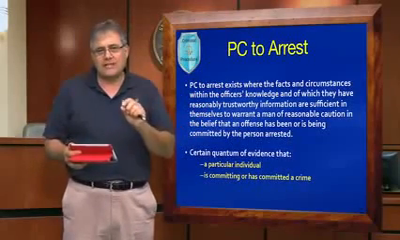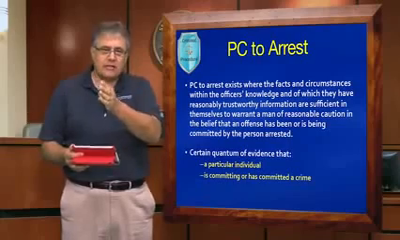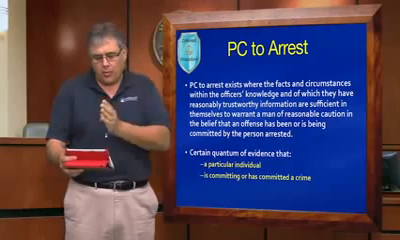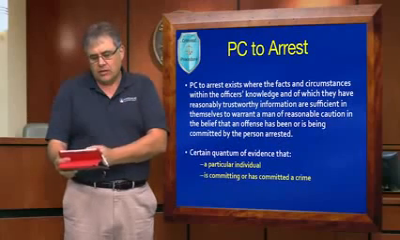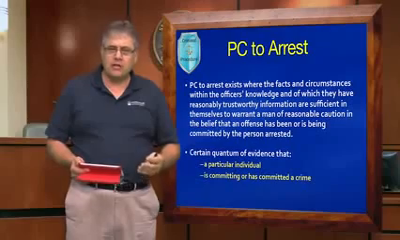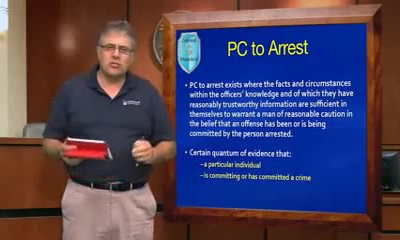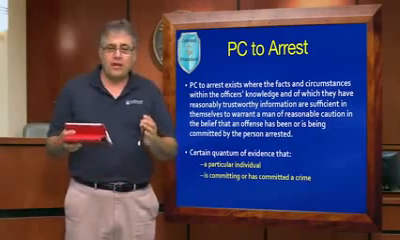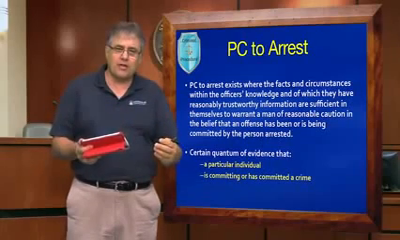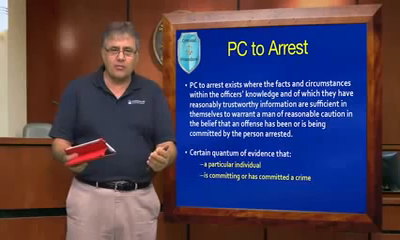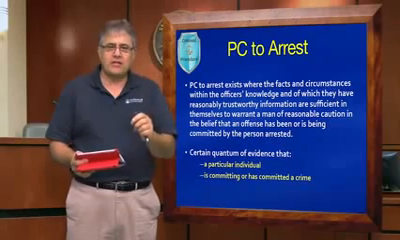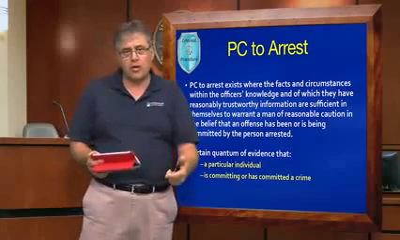Probable cause to arrest exists when I have facts in a set of circumstances that are reasonably trustworthy so that a person of reasonable caution could believe that the offense has been or is being committed. And that's language from a case. So what does it really mean in a nutshell? It means if a reasonable person applying a reasonable thought process to the evidence that was available to them would think, hey, yeah, I think that guy's about to commit a crime, that's sufficient to establish probable cause.